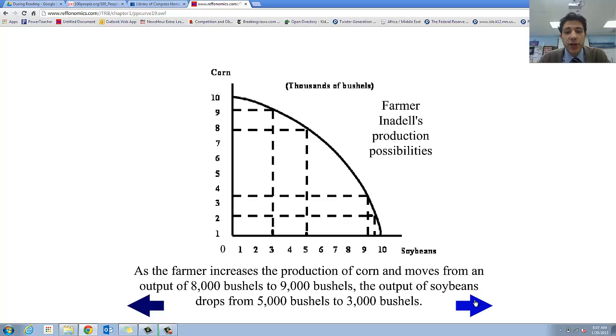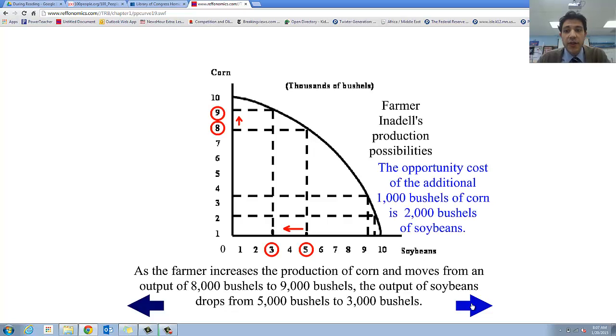So as the farmer increases the production of corn and moves from an output of 8,000 bushels to 9,000 bushels, the output of soybeans drops from 5,000 to 3,000. Okay, so let's say she's been making 8, she wants to produce more corn, okay? Well, while she was making 8, she could only make 5,000 bushels of soybeans, right? But as she increases 1,000 more bushels of corn, she loses 2,000 bushels of soybeans, okay? So then the opportunity cost of the additional 1,000 bushels of corn is 2,000 bushels of soybeans. Do you see that relationship there? As she gains more corn, she loses more soybeans.